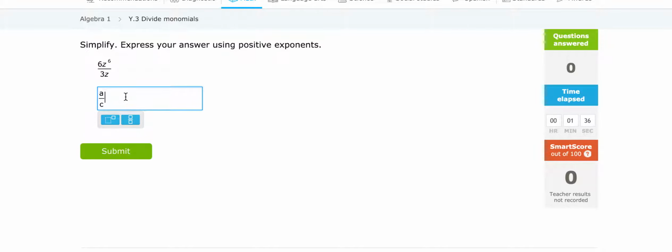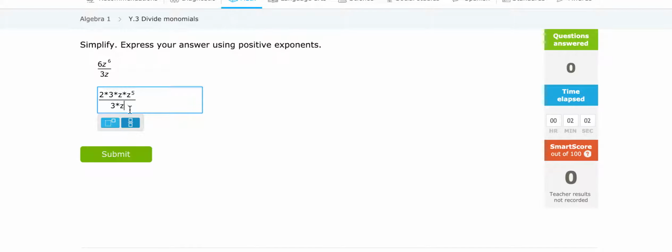So in this case, what we have on top is 6, which is 2 times 3, times how many z's? We're going to have 6 z's, right? So I multiply it once, and then let's say I multiply it 5 more times like that. And on the bottom I have 3 times z. So it's a little messy here, but I wanted you to see the 3 and the 3 are here, the z and the z are here, and they can both cancel out.